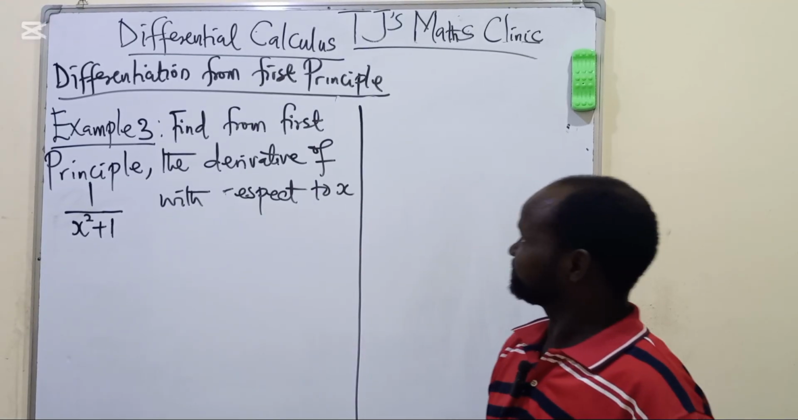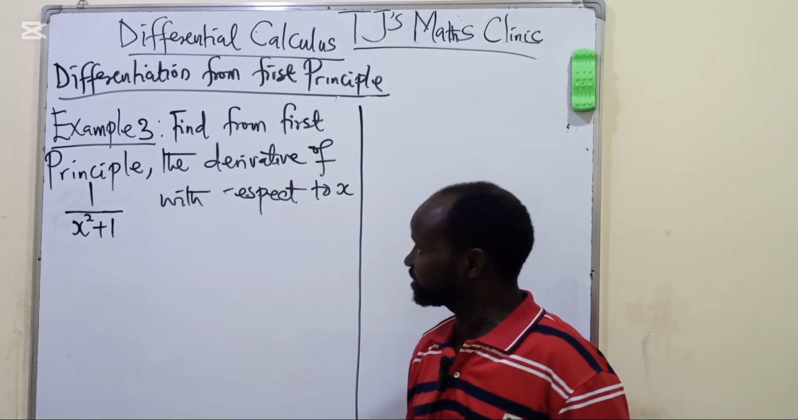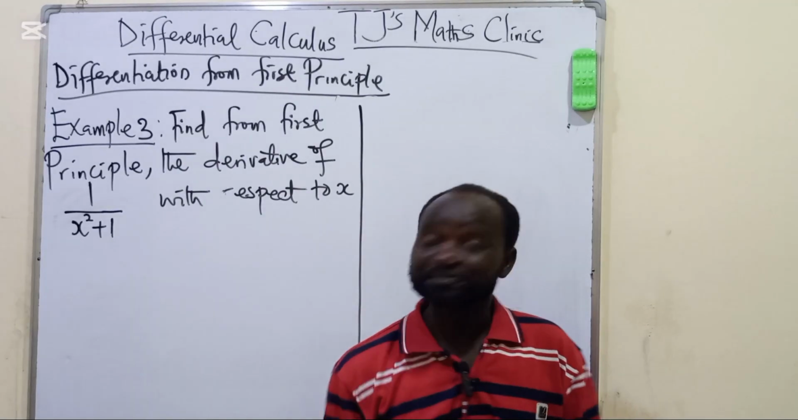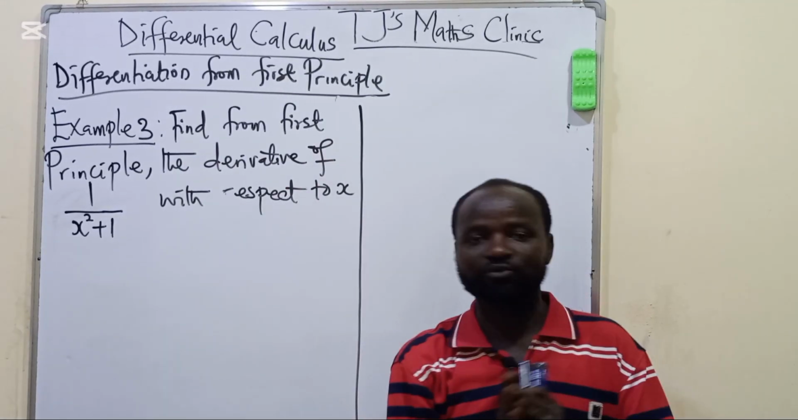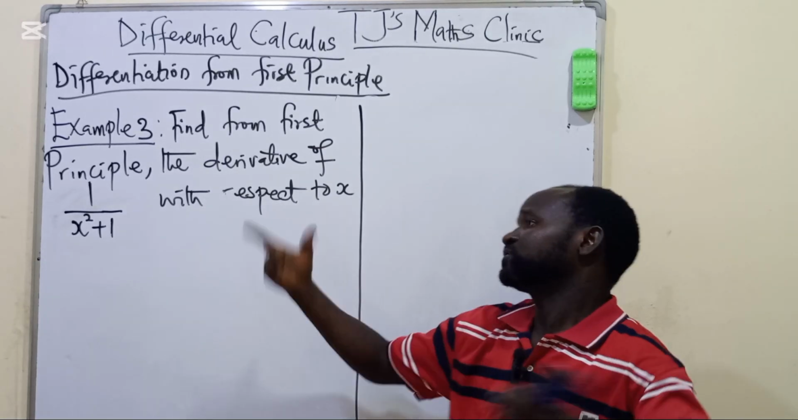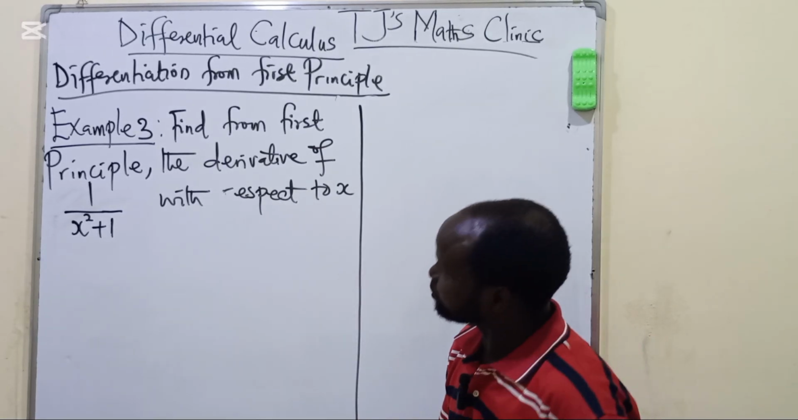We continue with our differential calculus. With us here is example 3 under differentiation from first principle. This is one of the methods of differentiation. We have up to 6 different methods of solving a problem under differentiation.